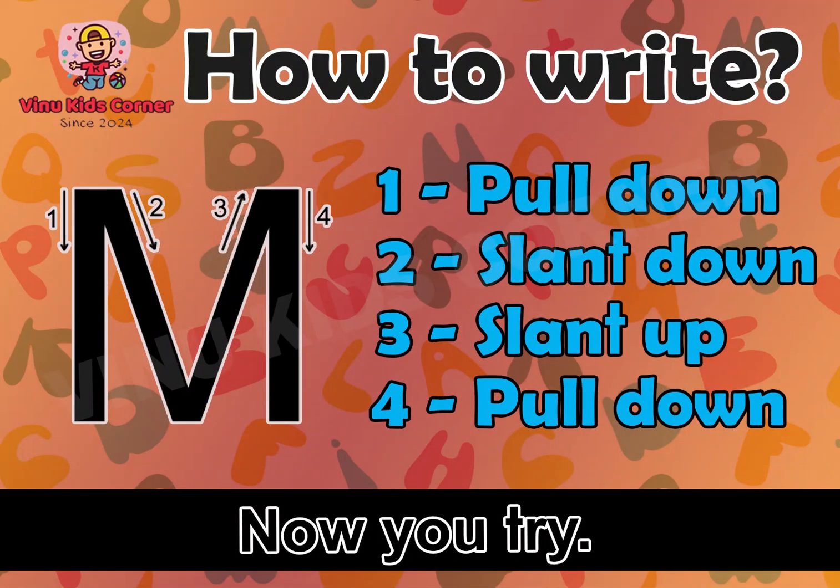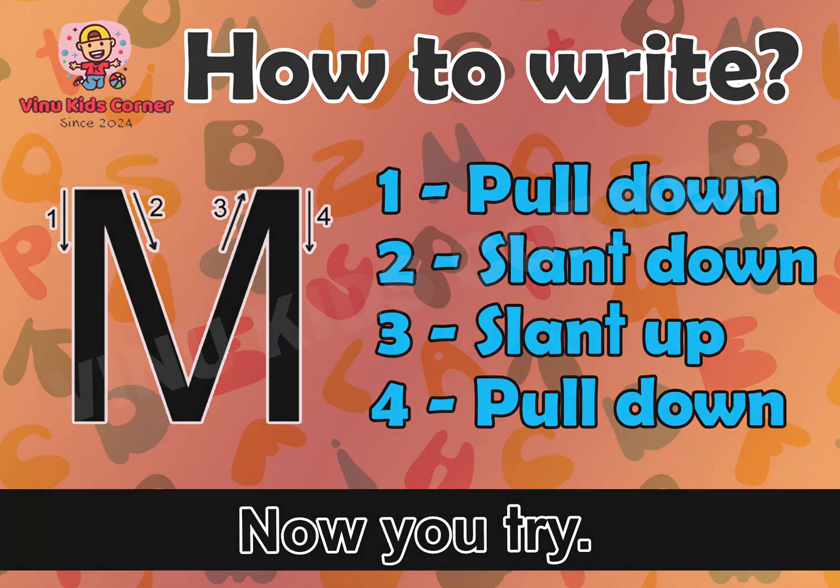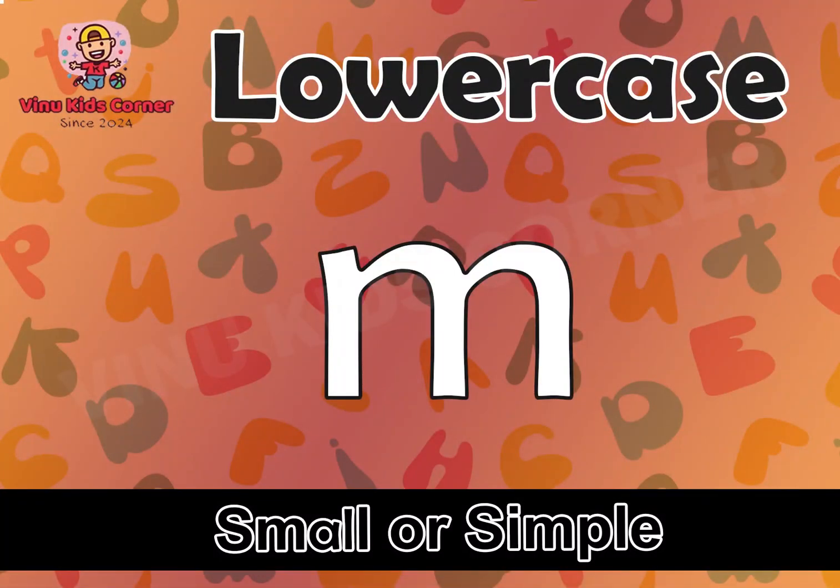Now we are going to write uppercase M. Start with the top and make a line down. Go back to the top and make a line down to the right. Next, make a line up to the right. Now make one more line to the bottom. Now you try.